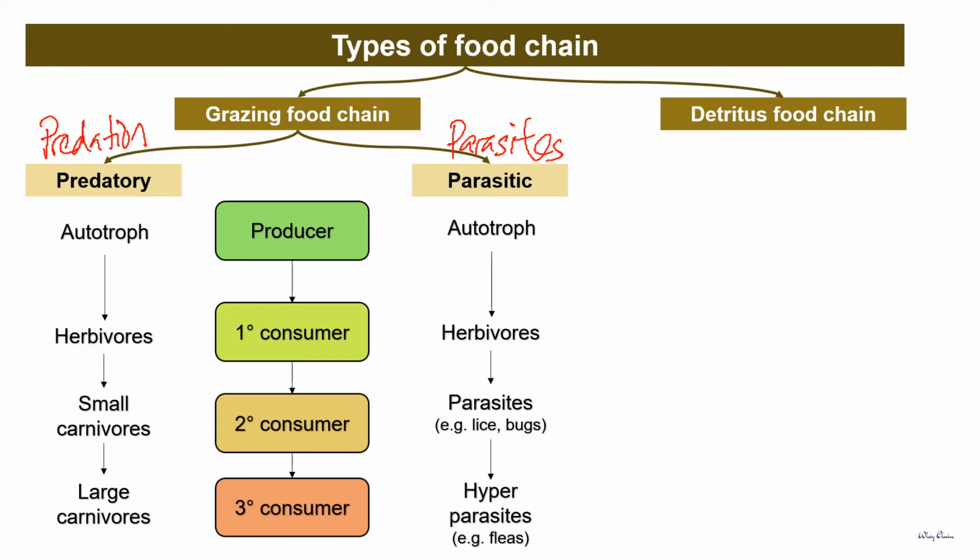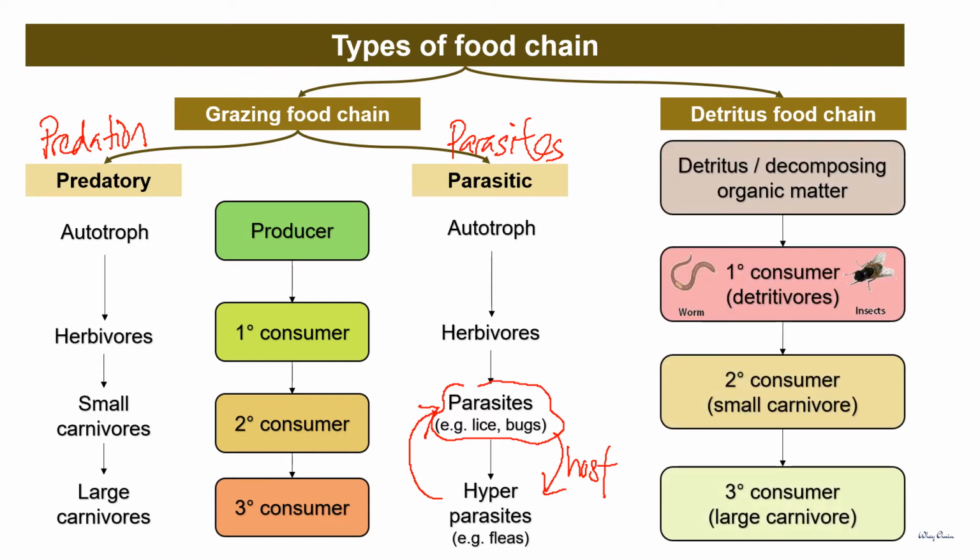But in parasitic food chain, from the 3rd trophic level or secondary consumer, it consists of parasites, which are lice or bugs. And the 4th trophic level, which is the tertiary consumer, consists of hyperparasites. That means the organisms are actually parasites to the previous trophic level. Now, the secondary consumer here are actually the host to the hyperparasite.